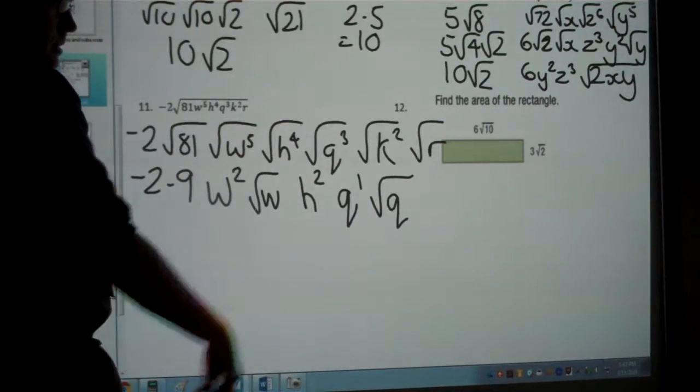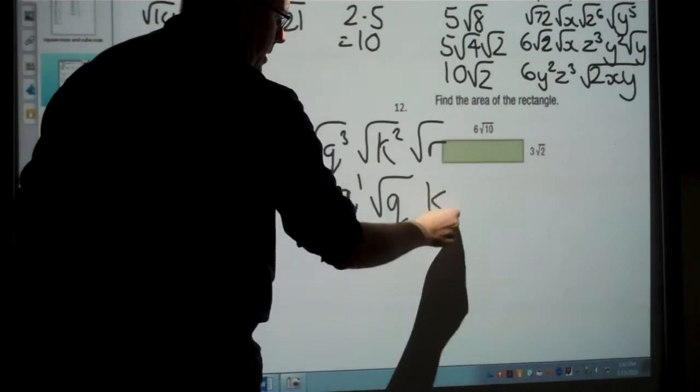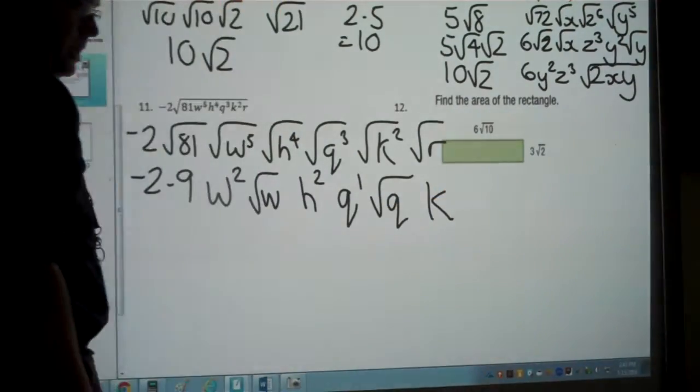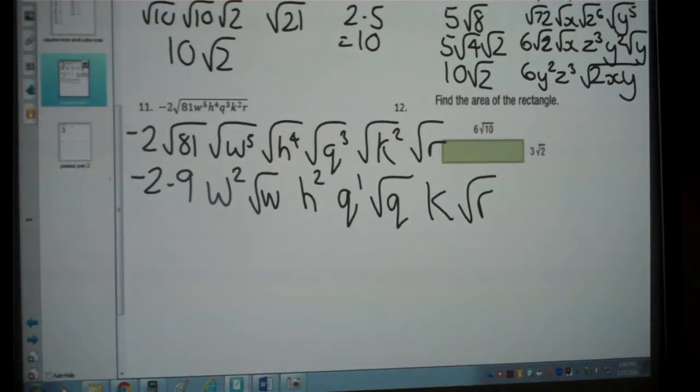K squared, I can half that. Half of 2 is 1, so k to the power of 1. Or even better, just k. And radical r, there's no exponent there, so I can't simplify that one. I just got to leave that one alone.